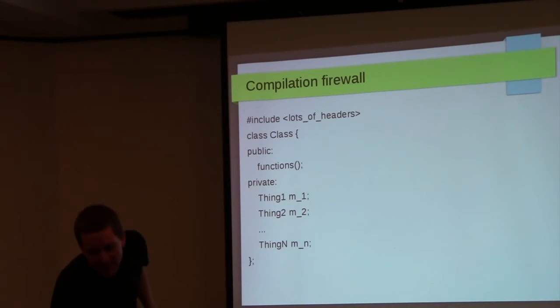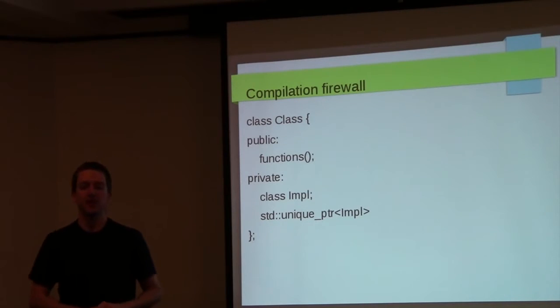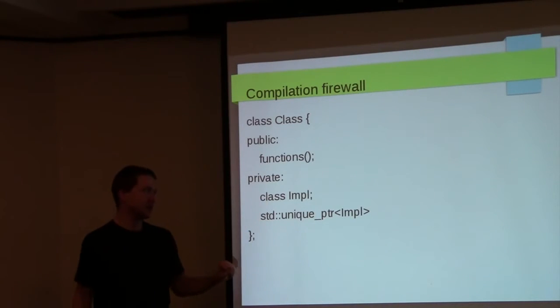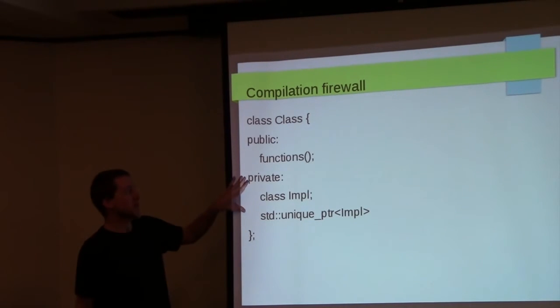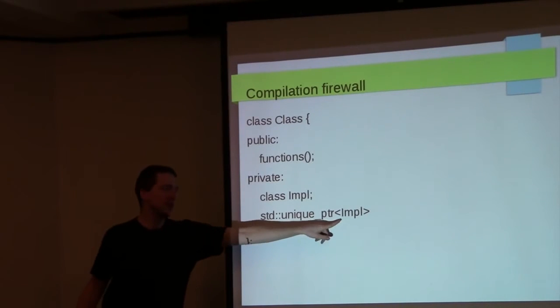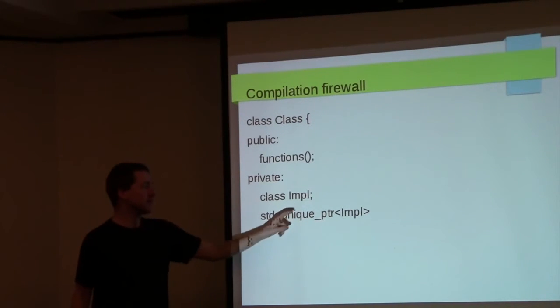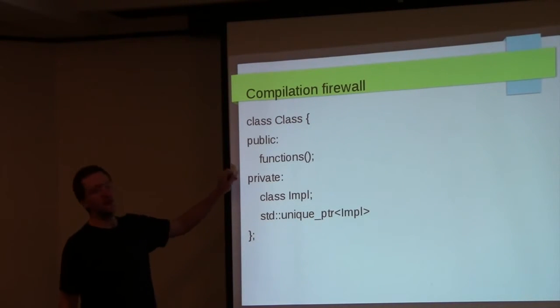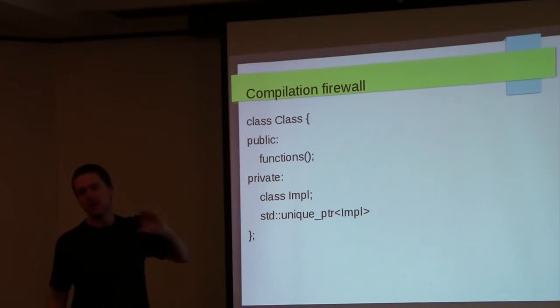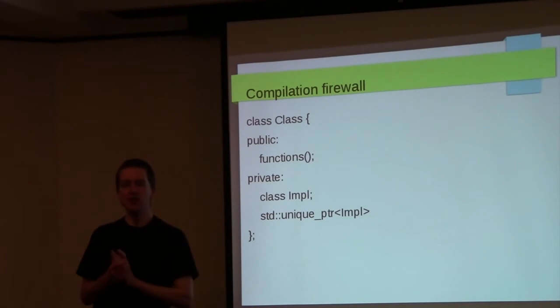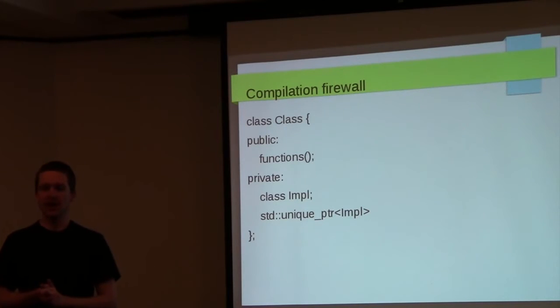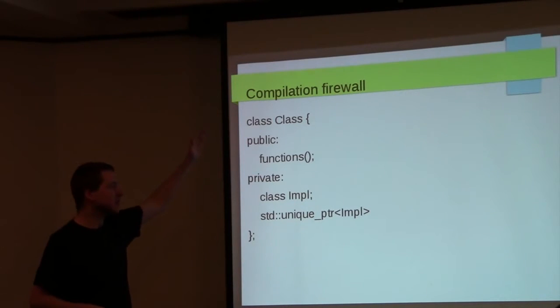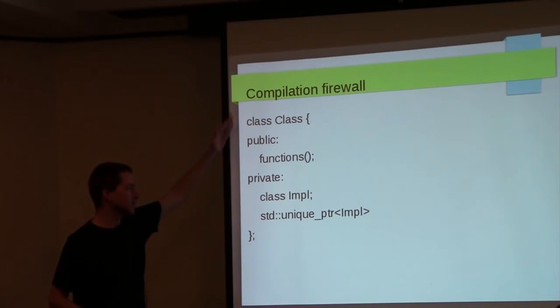What you can do instead is change it to this. You forward declare an implementation class. The only data member that you have is a unique pointer to the class that you forward declared, and you have all of your interface in here. So what this gives you is that when you change the implementation of your class, nobody knows about it. Nobody has to recompile. It's very quick to compile this because there are very few, if any, headers.